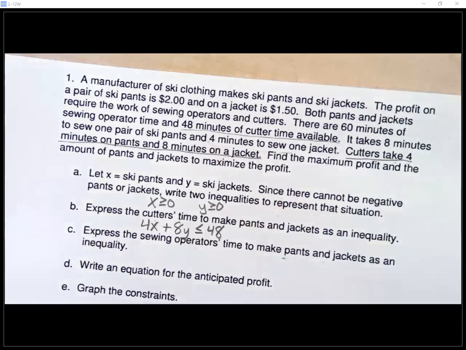You got to get used to just pulling out the pieces of the information that you care about. Go ahead and everybody try the sewing one now. We just did the cutting one. So it's the same idea for the sewing. So go back and read. All right, well, how much sewing time do I have? And how much time does it take to sew the pants and the jacket? So see if you can write the sewing inequality.